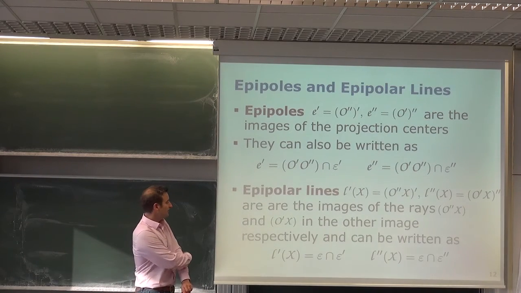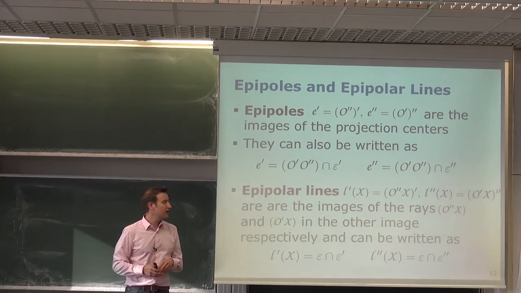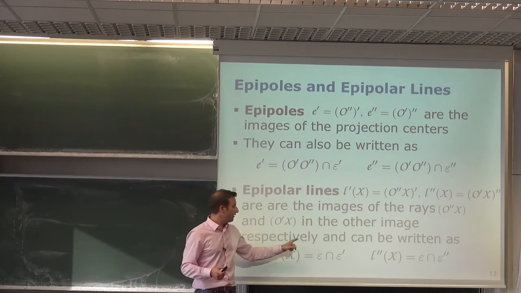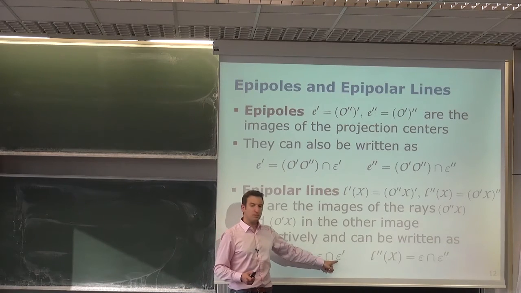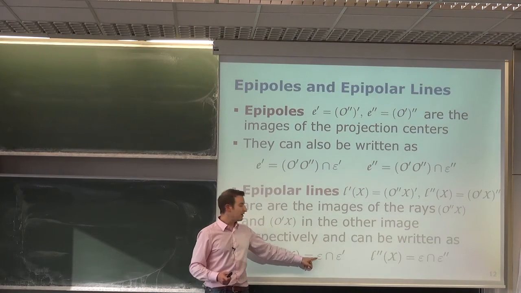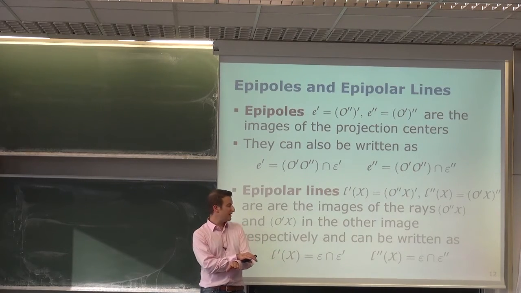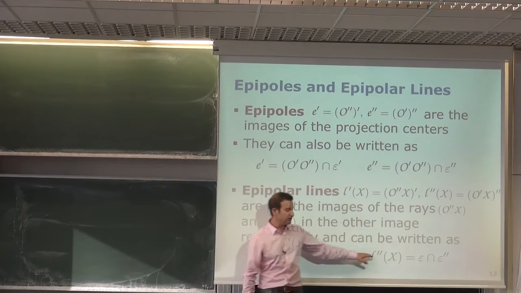And we can do something very similar with the epipolar lines. We can say the epipolar lines can also be written as the intersection of the image plane of the first image and our epipolar plane. So now we are intersecting two planes, which gives us a line. We can do this for the first image and the second image.